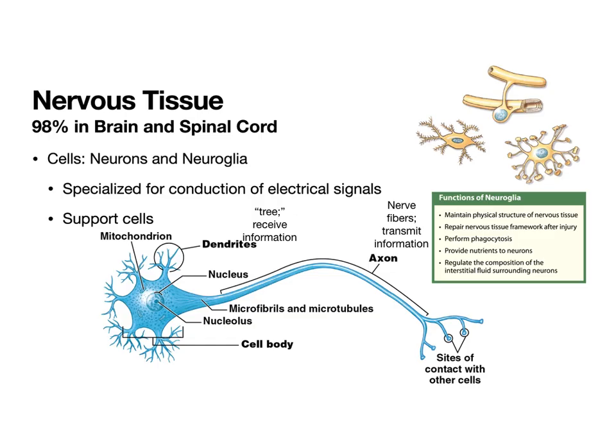So the functions of our neuroglia. Let's back up. Our neuroglia are the supporting cells of our neurons. The functions of those neuroglia: they help maintain the physical structure of our nervous tissue. They repair the nervous tissue framework after injury. They perform phagocytosis, and they provide nutrients to neurons. And they help regulate the composition of the interstitial fluid surrounding those neurons. So like I said, they are those supporting cells.